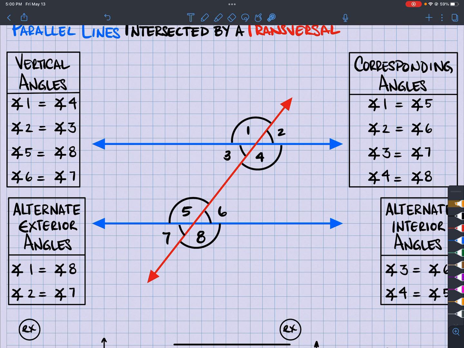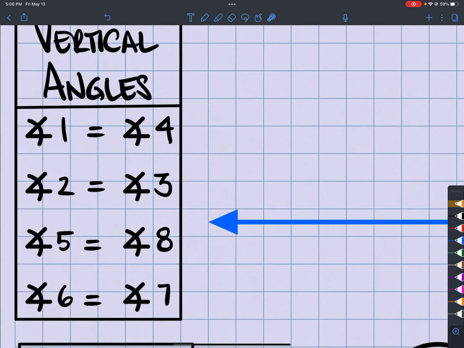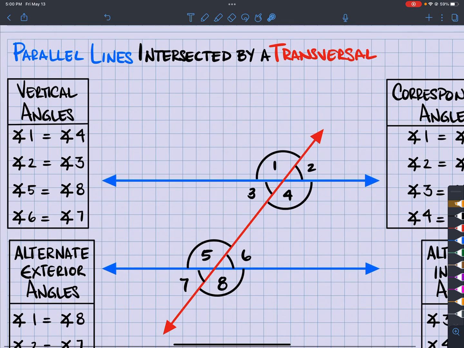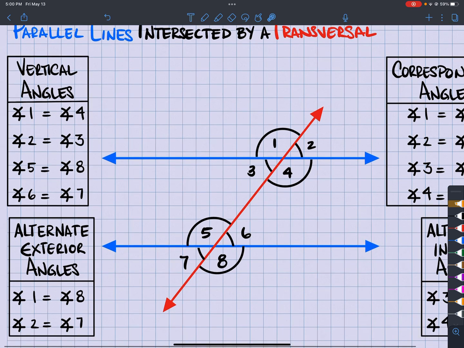Now, they have special names. One is called vertical angles. Vertical angles are angles that are opposite of each other. So 1 and 4 are vertical angles, 2 and 3 are vertical angles, 5 and 8 are vertical, and 6 and 7 are vertical. Those are called vertical angles, and they are equal to each other.